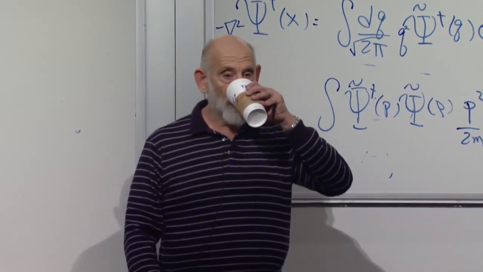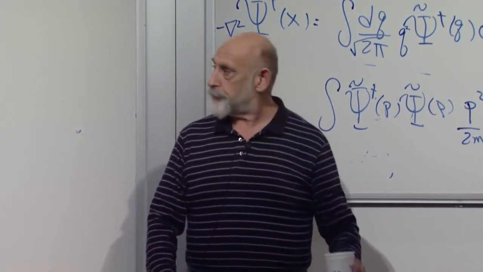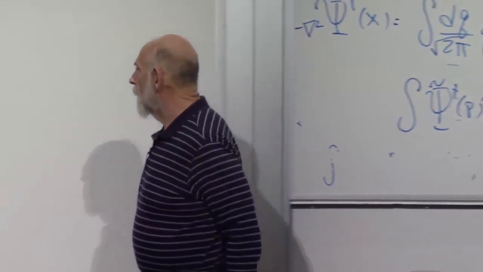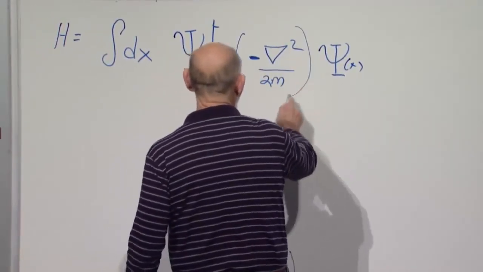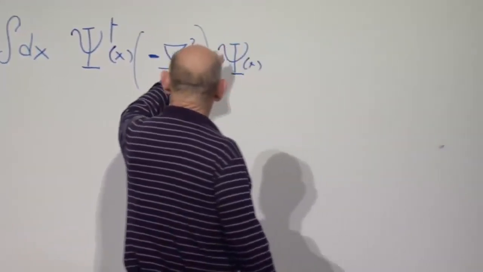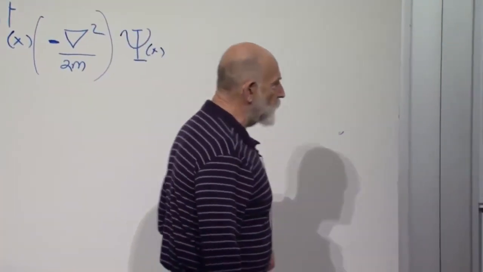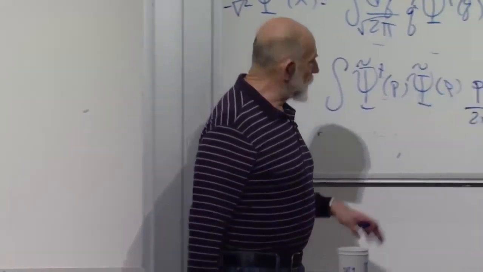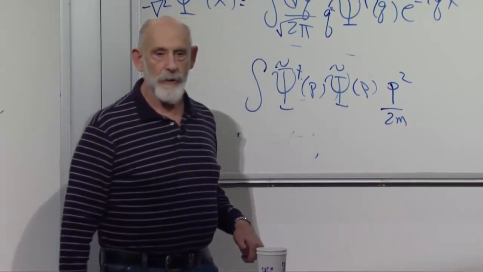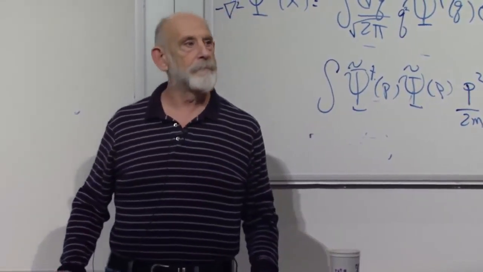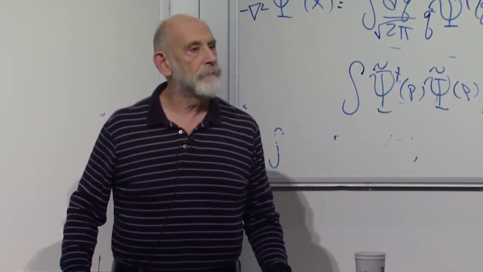What is the interpretation of the psi dagger in the Hamiltonian? It counts. Psi dagger times psi is a counting operator. In this case, it's counting the number of particles with each momentum and multiplying by p squared.